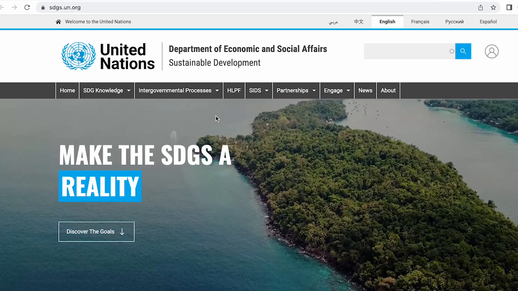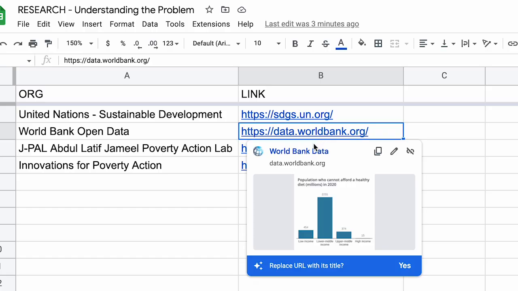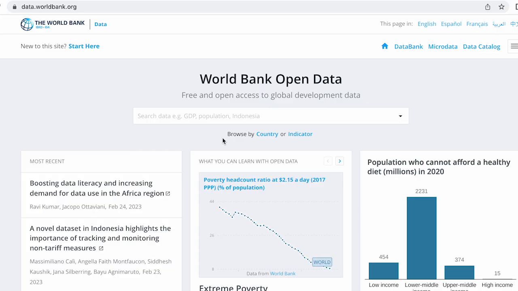which is at sustainabledevelopment.un.org. Another really handy place is the World Bank, and they have a website, data.worldbank.org, where you can look up statistics from around the world.